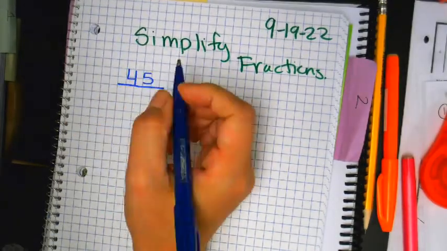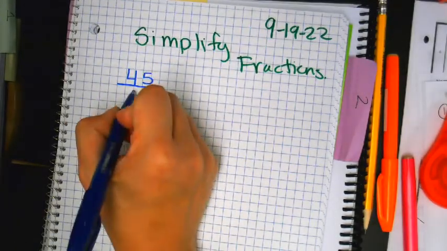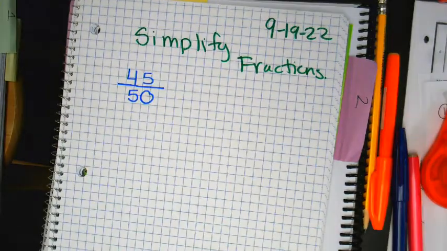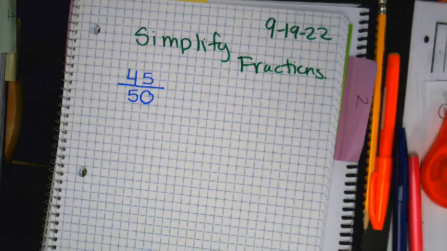45 over, let's say 50. Okay, so we're adding fractions later on, and my answer is 45 over 50. And I need you to simplify your answer. What does that mean? Yeah, make it smaller, right? Bring it down. So how do I do that?